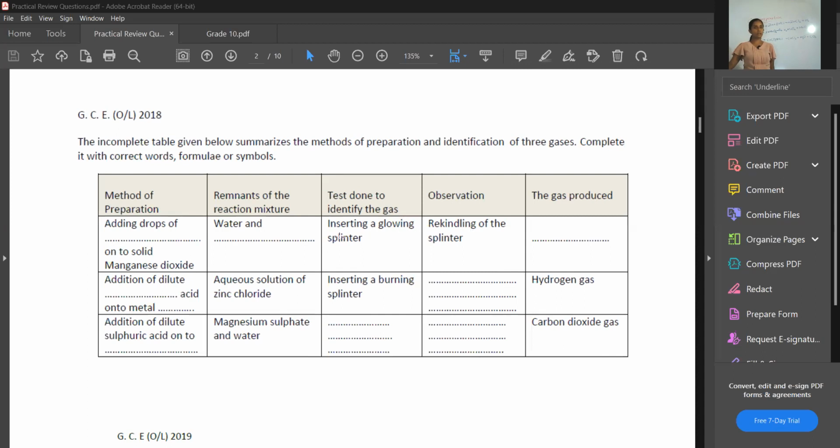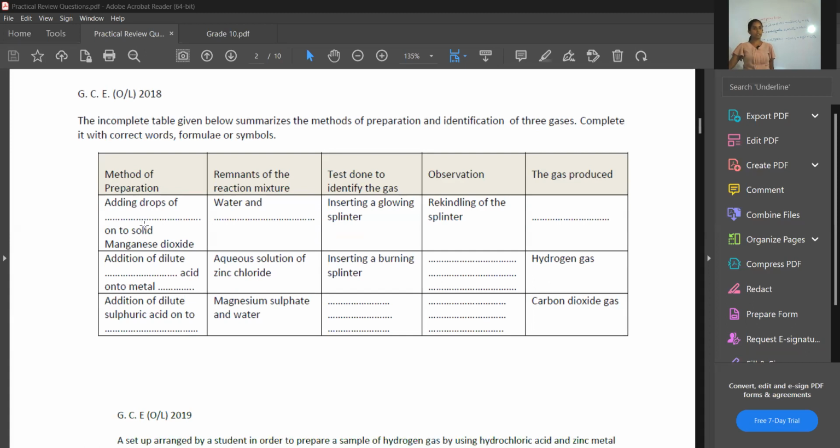Several observations and tests have been done for you. Look at the first one, method of preparation. There are some blanks: adding drops of blank onto solid manganese dioxide. The remnants of the reaction mixture are given, what remains after the reaction. Water is given, which means after the reaction the water remains there. And a blank is there, which means another substance should remain.